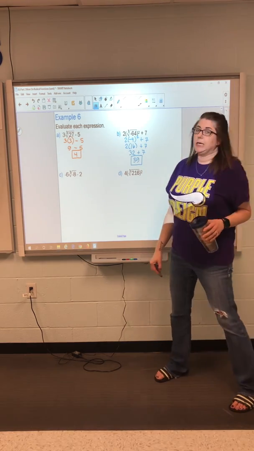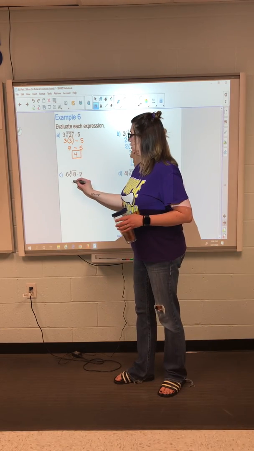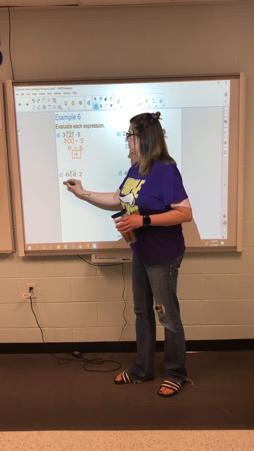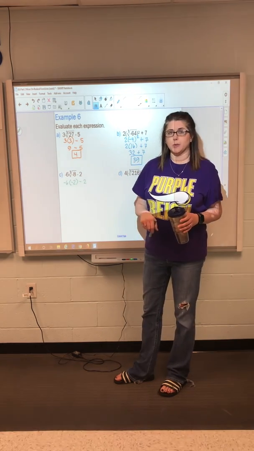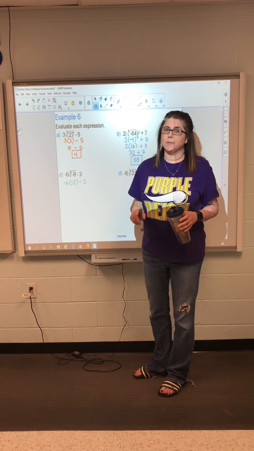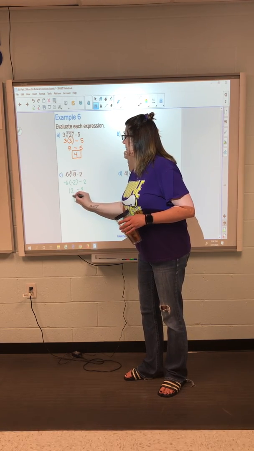All right, letter C. Again, starting with the radical. The cube root of negative 8 is negative 2. We're going to still have to multiply that by negative 6 and then subtract a 2. So we're going to go with the multiplication next. Negative 6 times negative 2 is 12. And 12 minus 2 is 10.